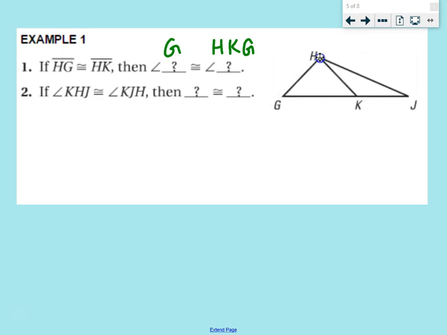And then the second question, if angle KHJ, this angle right here, is congruent to angle KJH, this angle right here, then using the converse of our Base Angles Theorem, we can say that the two legs of that triangle are congruent. So KJ is congruent to KH. And when we're talking congruency, we need the lines on top because we're talking about the segments being congruent to each other.